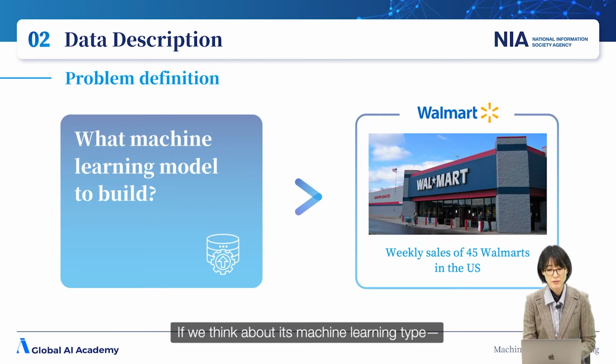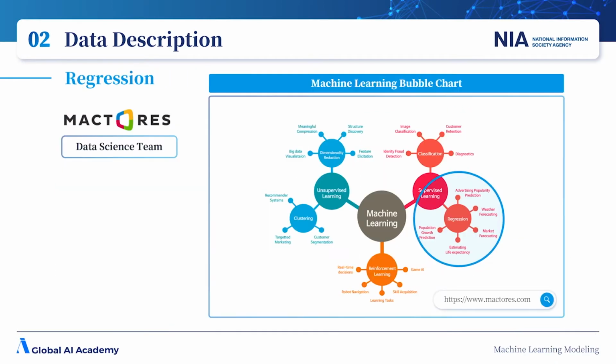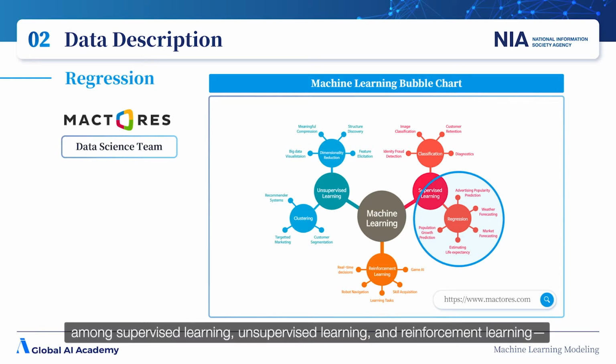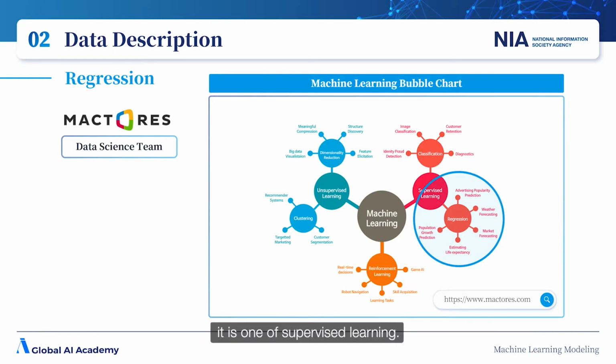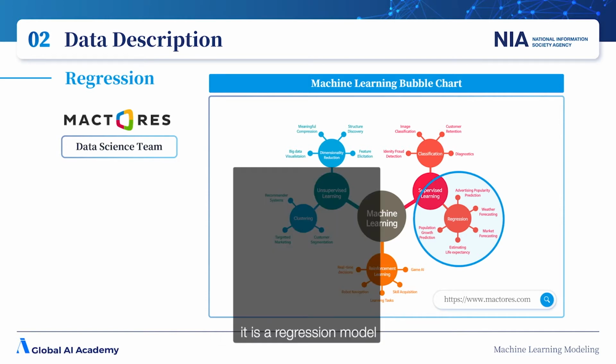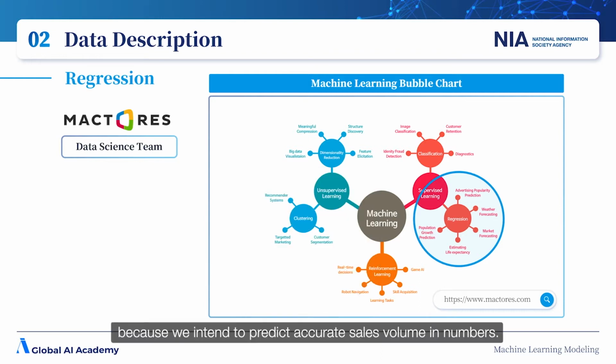If we think about its machine learning type, among supervised learning, unsupervised learning, and reinforcement learning, it is one of supervised learning. And within supervised learning, it is a regression model. Because we intend to predict accurate sales volume in numbers.